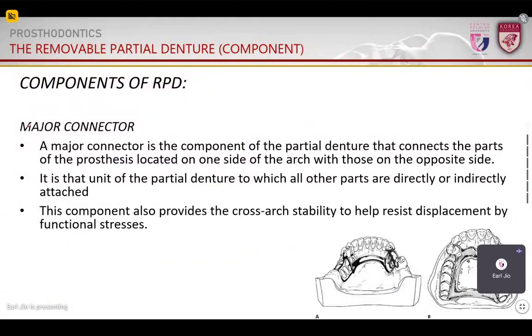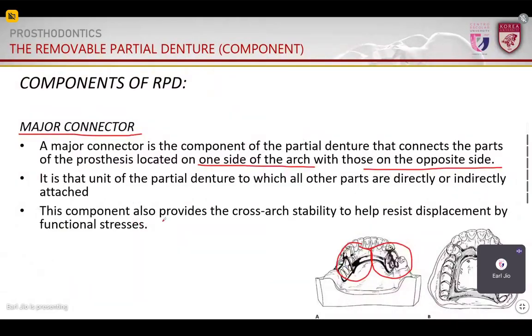Components ng RPD. Number one is the major connector. So a major connector is the component of partial denture that connects the parts of the prosthesis located on one side of the arch with those on the opposite side. Ibig sabihin, one side of the arch papunta sa opposite side. Okay? It is that unit of partial denture to which all other parts are directly or indirectly attached.